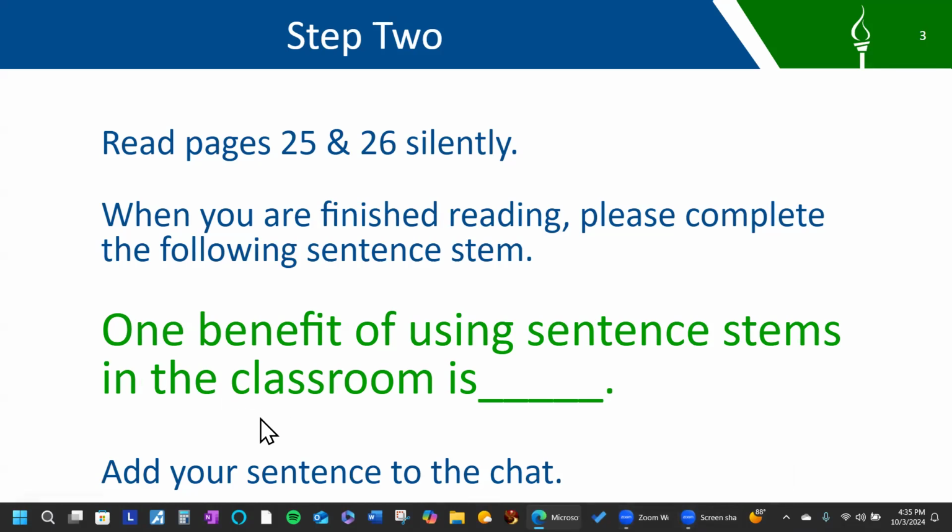So again, you're going to complete the sentence using this sentence stem. One benefit of using sentence stems in the classroom is, and then add that to the chat. Some of you are fast readers.